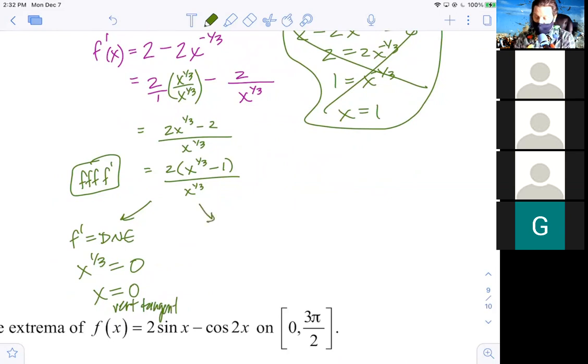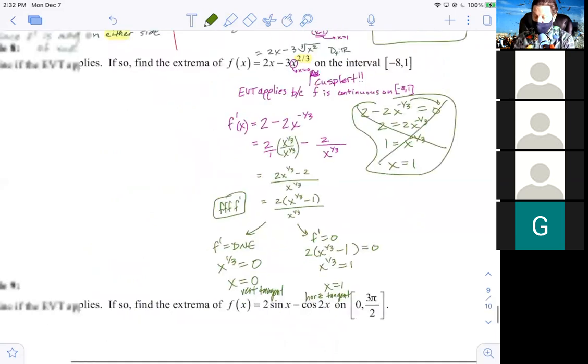And now we set it equal to 0, which means we set the numerator equal to 0. Kind of like we did with implicit differentiation. It's kind of the same idea. And now, it's minus 1, sorry. X to the 1/3, we divide by 2, set it equal to 1. Now we cube both sides, we get x equals 1. This is your horizontal tangent.